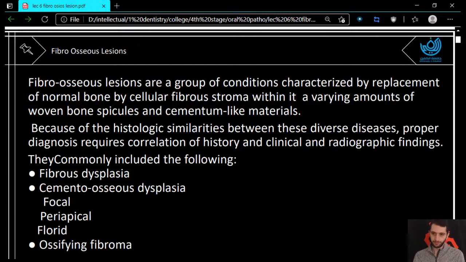Fibroosseous lesions are a group of conditions characterized by replacement of normal bone by fibrous stroma with varying amounts of woven bone. You can read it as it's presented on the screen. Well, I will read it also silently.